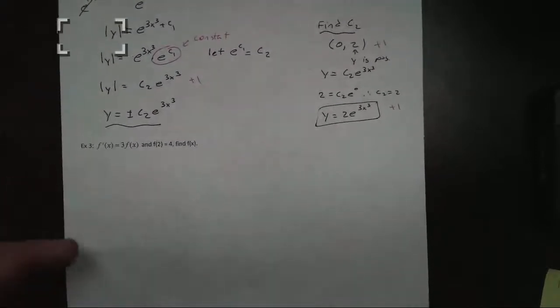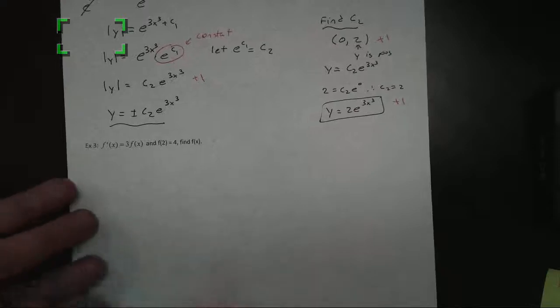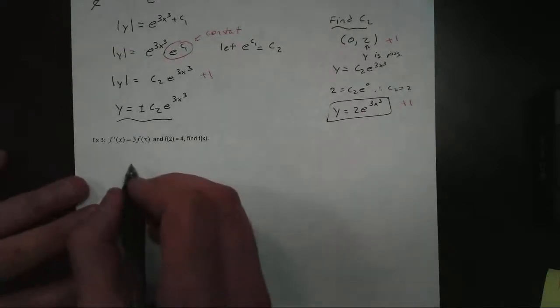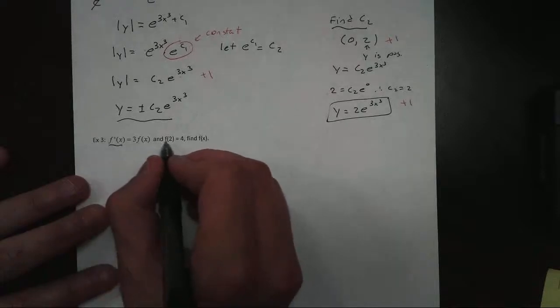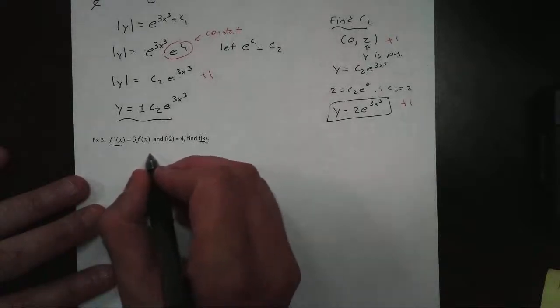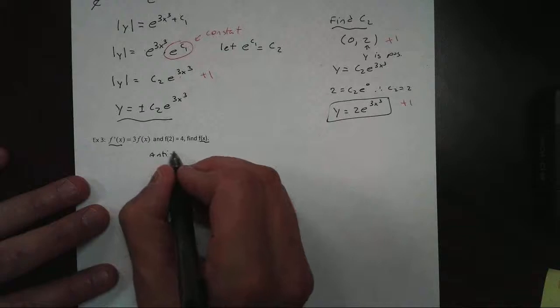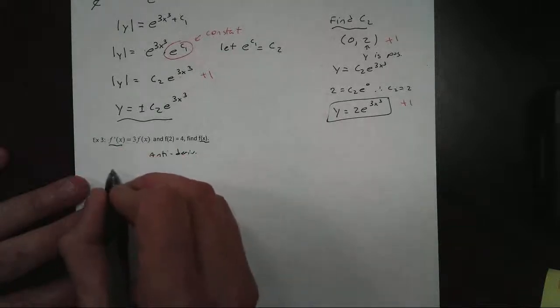So pause it right now if you want to, and you can try number 3, and I'm going to go ahead and go over this with you. And unpaused. So I'm going to rewrite this same thing. They give me a derivative. I want to find the actual value. I need the antiderivative. So I rewrite this.